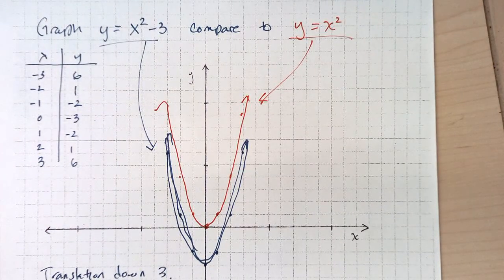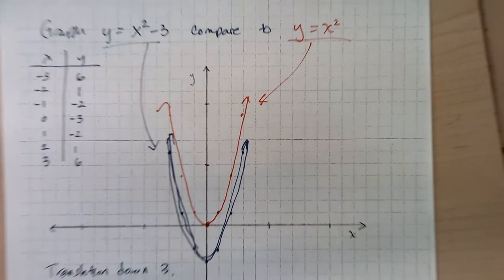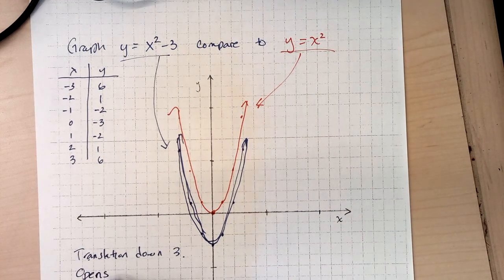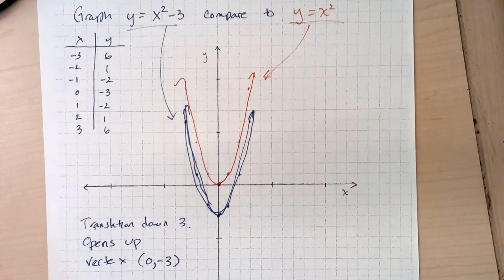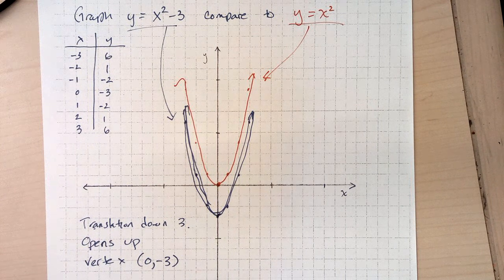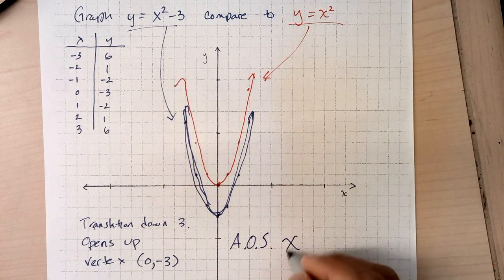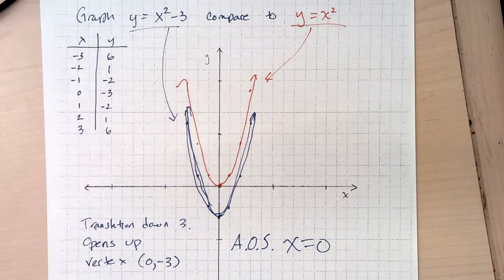And I know I didn't write it, but I still want to figure out all the other parts as far as for the blue graph. Whoops, wrong way, sorry. But the graph opens up. The vertex is right here at 0, negative 3. Sorry, I'm going to scoot it down so you could see it. And then lastly, the axis of symmetry, again for the blue graph and the red graph as well, is x is equal to 0, or the y-axis.